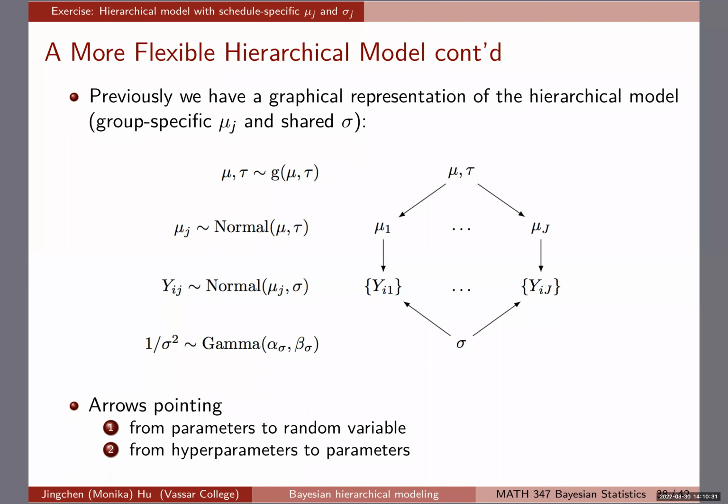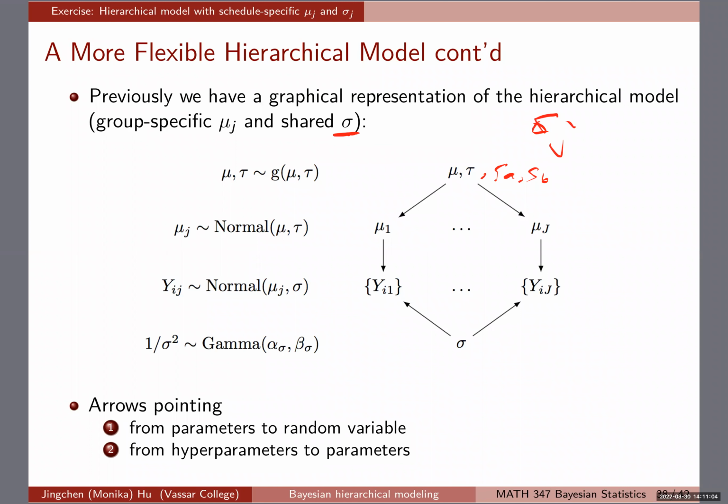Anyone want to offer what you think the update should be, so that instead of a shared sigma, we have sigma j for each of the groups? Which part of the graphical representation should I update and how? Carl? So at the top, you can have new tau, SA and SB. Okay, then the new tau still points to mu one through mu j, whereas SA and SB point to sigma one through sigma j.